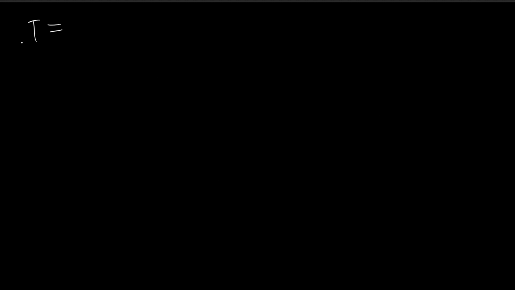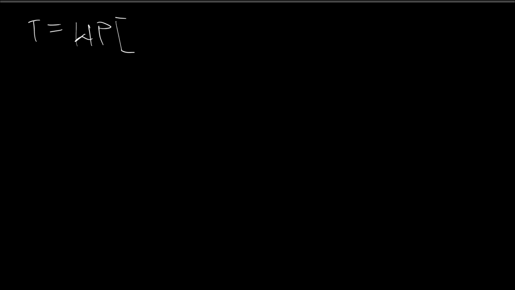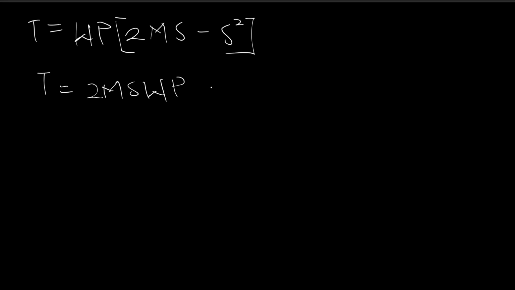T is equal to WP multiplying the expression. Now M squared minus M squared is 0. So we have 2MS minus S squared. So WP will multiply everything in the brackets. We have T to be equal to 2MSWP minus WPS squared. So we are making M the subject in this equation.